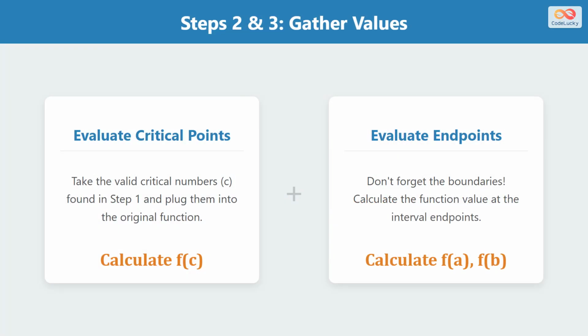In step 2, we take our valid critical numbers and plug them into the original function to get their output values. Crucially, we also evaluate the function at the endpoints, A and B, because the maximum or minimum could occur at the very edges of our interval.